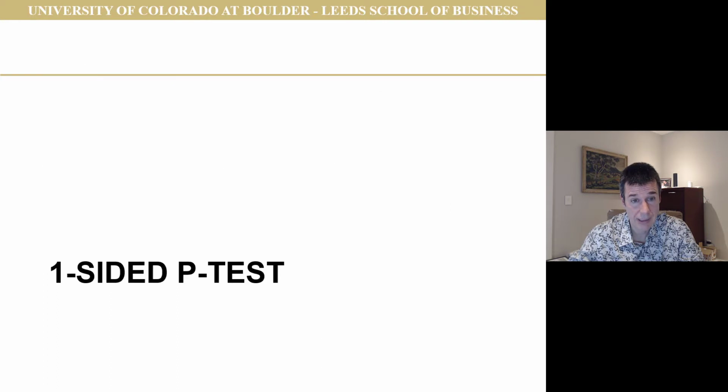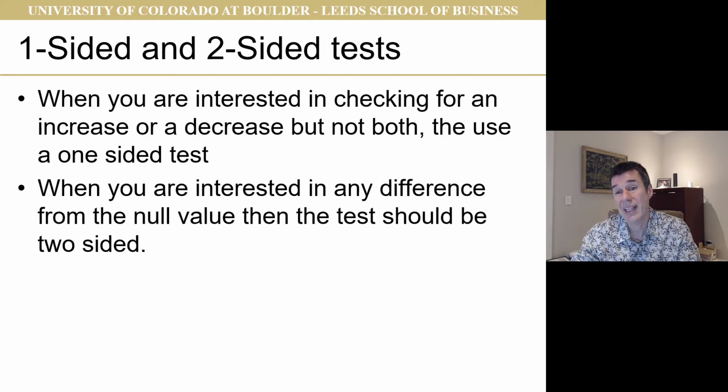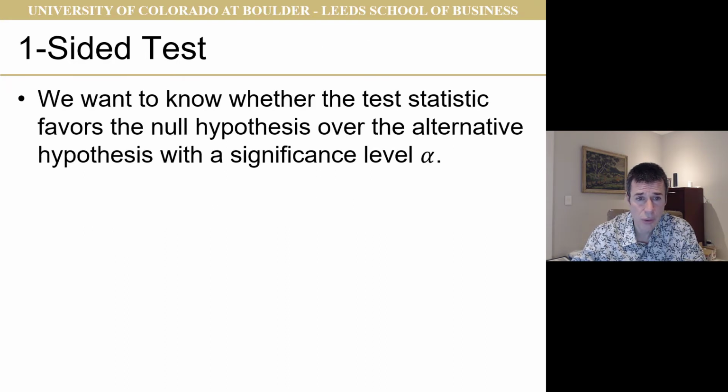So let's talk about p-tests. We're going to talk about one-sided p-tests. There are also two-sided p-tests, but we're not going to use those in this class. When you're interested in checking for an increase or a decrease, but not both, then we can use a one-sided test. If you're interested in any difference from the null hypothesis value for the mean, then the test should be two-sided. So in a one-sided test, we want to know whether the test statistic favors the null hypothesis over the alternative hypothesis with a significance level alpha.